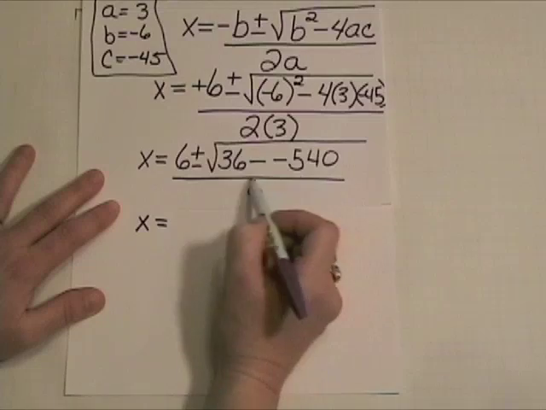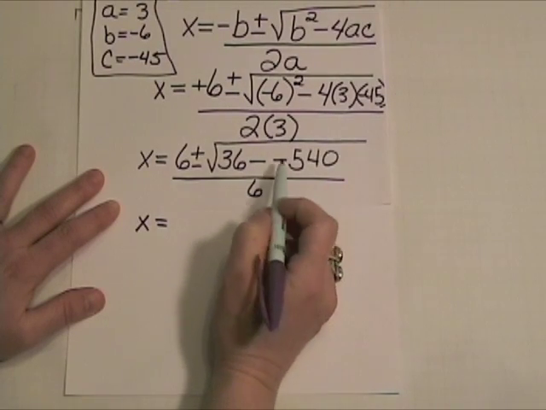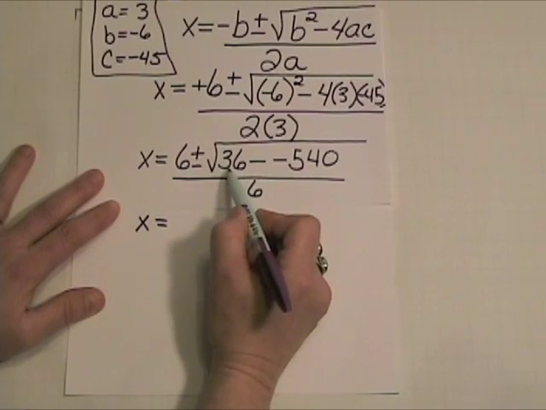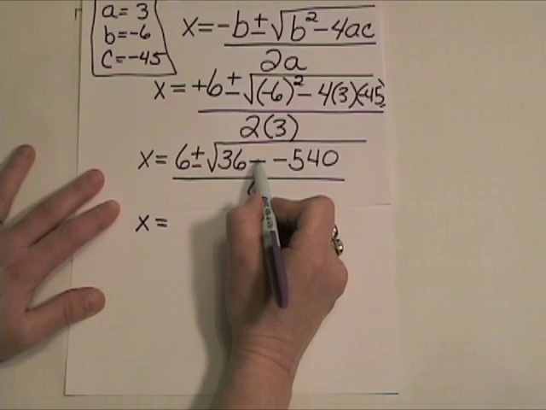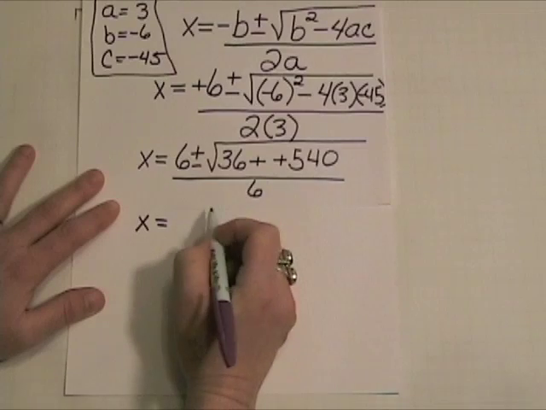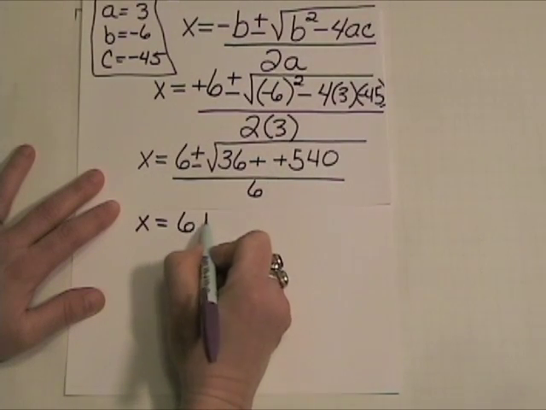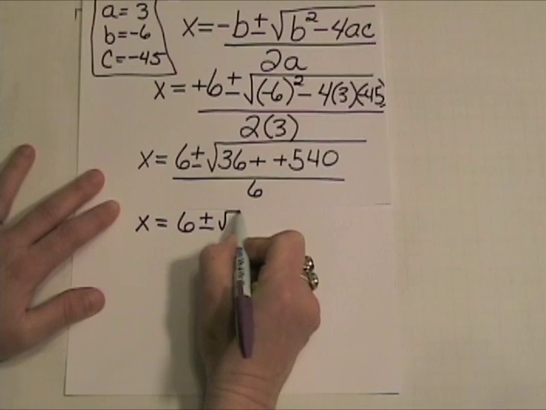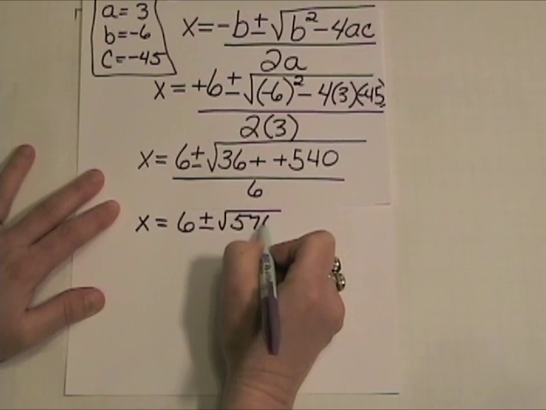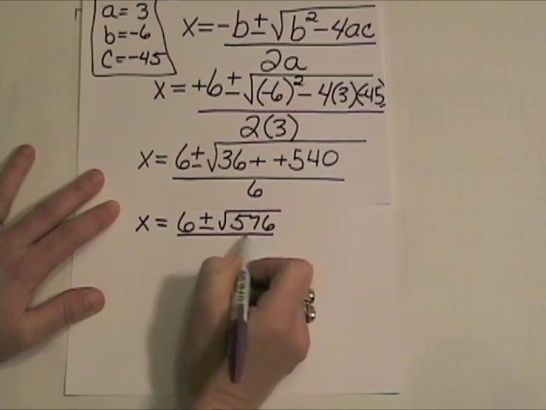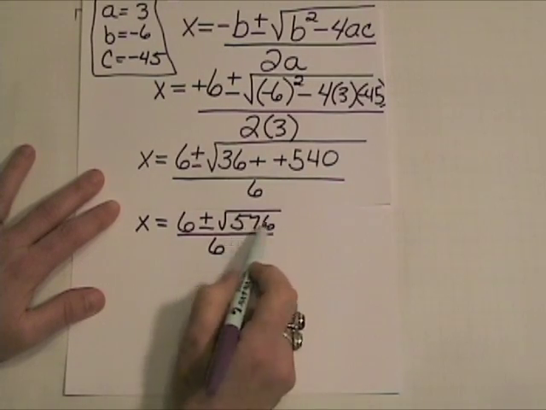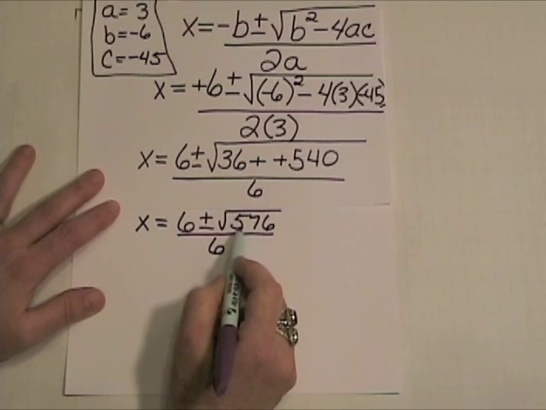Now, let's take it down a bit further. Let's figure out what's underneath this radical. To subtract a negative 540 from a positive 36, we will have to add the opposite. So we're going to add a positive 540. And so we'll get 6 plus or minus the square root of 576, all over 6.